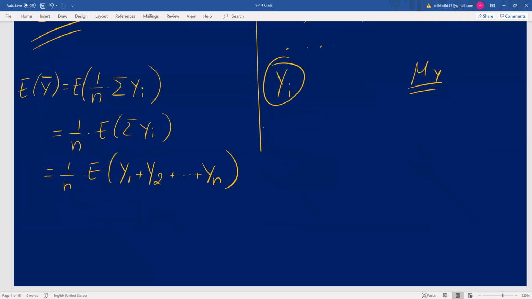But then expectation is a linear operator. So that's 1 over n times the expectation of y1 plus the expectation of y2 plus and so on plus the expectation of yn.